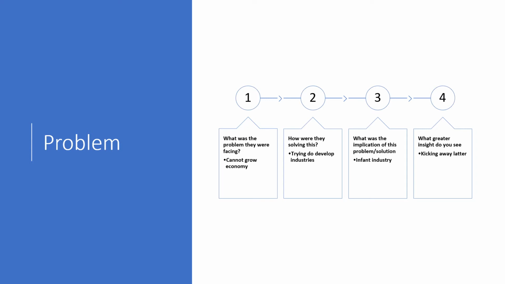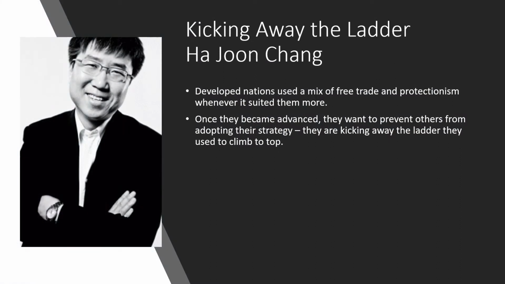Well, what I see from that is the idea of kicking away the ladder, which is a theory by Ha-Joon Chang. Ha-Joon Chang is one of my favorite economists. He studied with Stiglitz, and he said that developed nations use a mix of free trade and protectionism whenever it suits them. Now, once they become advanced, they want to prevent others from adopting their strategies.